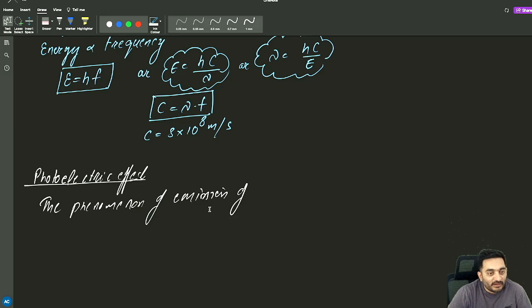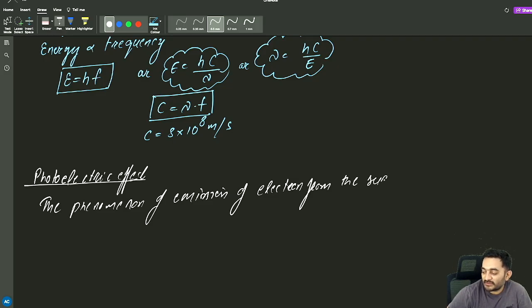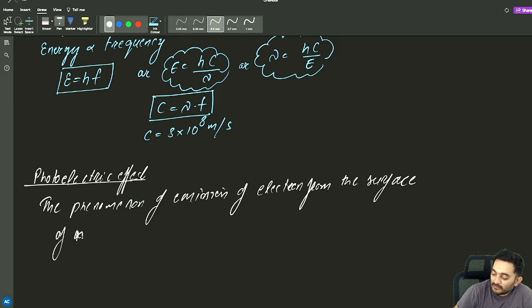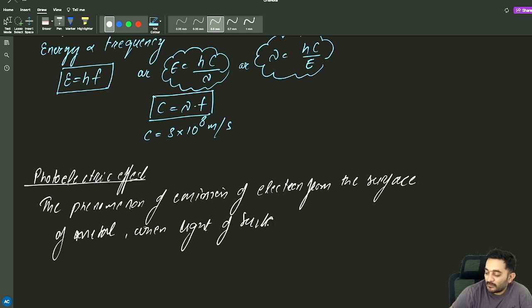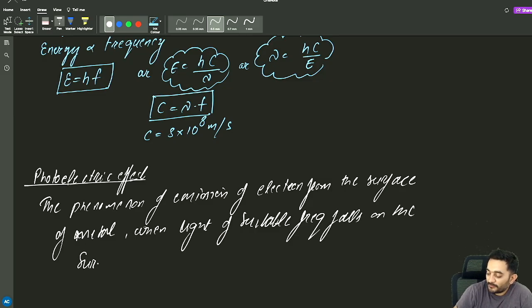Emission of electrons from the surface of a metal when light radiation of suitable frequency falls on it. Yes, from the surface of a metal when light of suitable frequency falls on it. A simple definition.